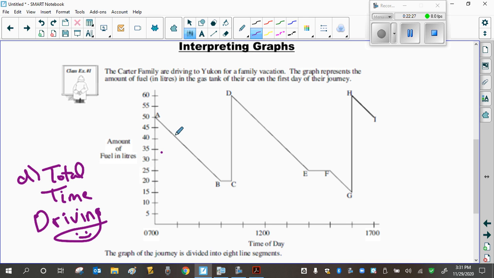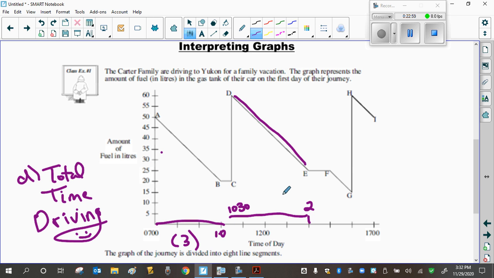Okay, so time driving, you're driving from A to B, so from 7 till 10. So that's 3 hours. And now you're not driving until you hit D. D till E you're driving as well. So from D looks like 10:30 to 2 o'clock you're driving. How many hours is that? Good job. 3.5.